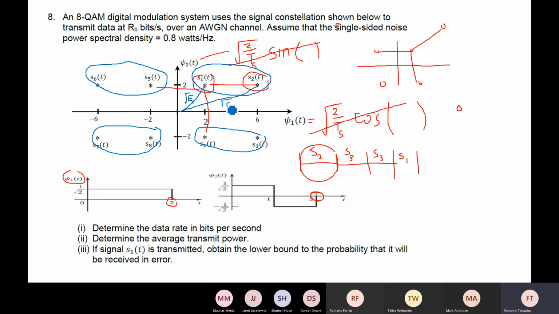So if we can find E1 and E2, then we can find the average energy of the 2 signals, and to convert to power, we essentially then say energy divided by time gives us power.